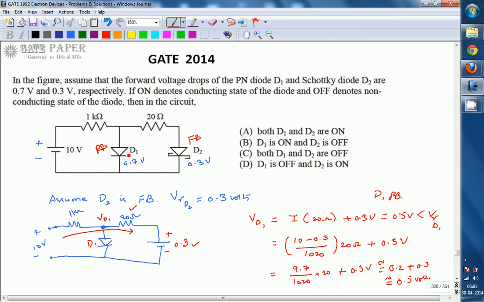Remember that D1 is reverse biased because we are using a very small resistor over here, 20 ohms. If it were 200 ohms, then definitely both the diodes would be forward biased. But for the given situation, D1 is reverse biased and D2 is forward biased. That implies D1 is off and D2 is on. The right answer is D. Thank you.